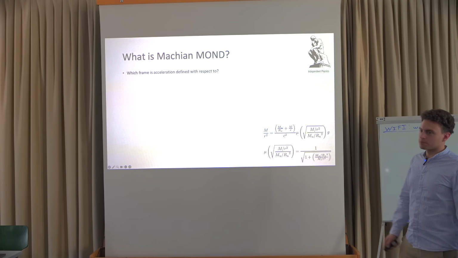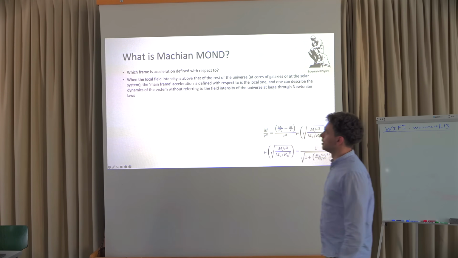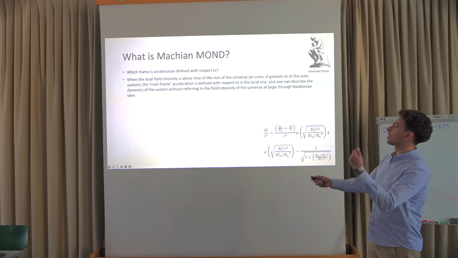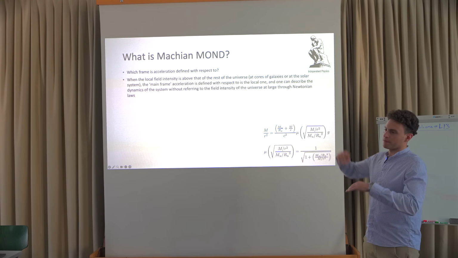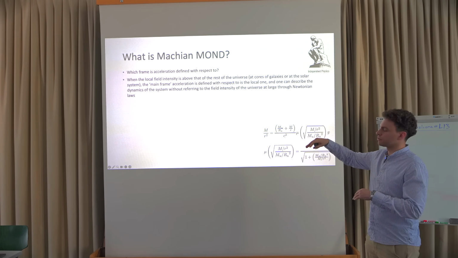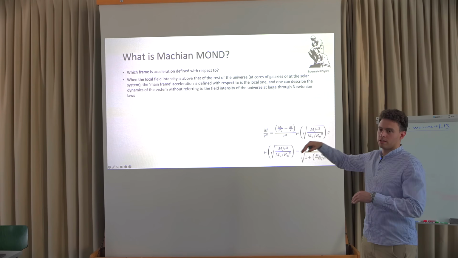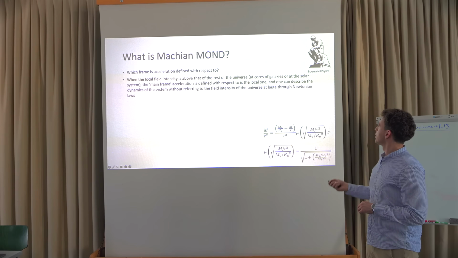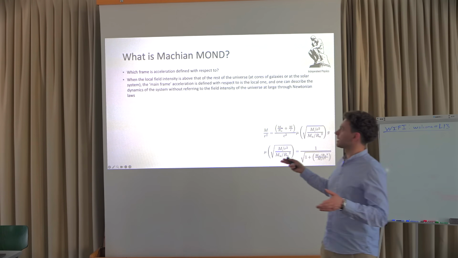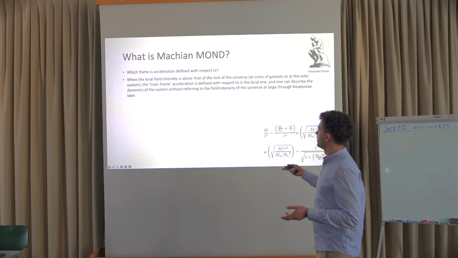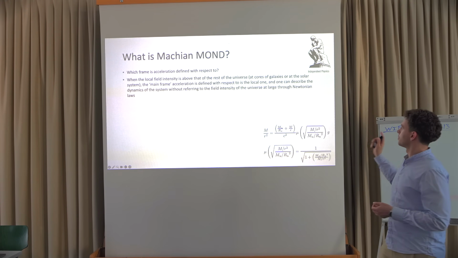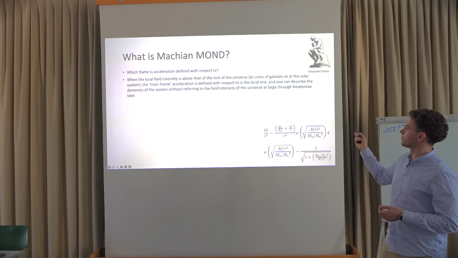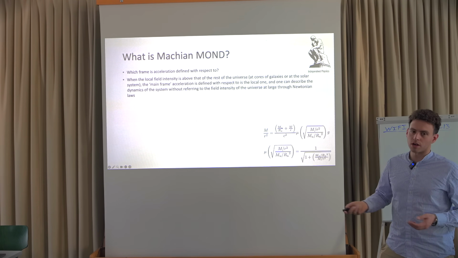So what is Mach and MOND? Well, we were already talking about this. The interpretation I make of Mach and MOND is that when the local field intensity is above that of the rest of the universe, for instance in the solar system, because of the sun, you get very high field intensities. At the cores of galaxies or in the solar system, the frame that acceleration is defined with respect to is the local one, and you can describe the dynamics of the system without referring to the field intensity of the universe at large, through the usual Newtonian laws.